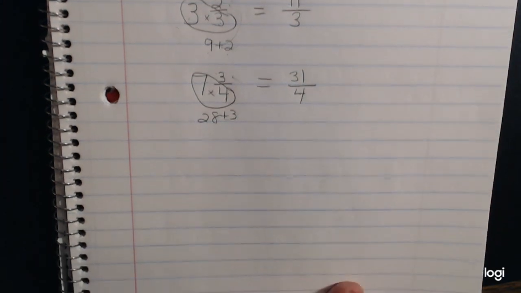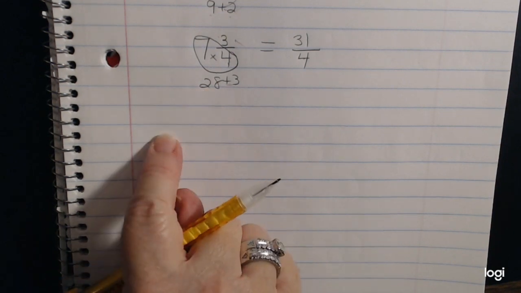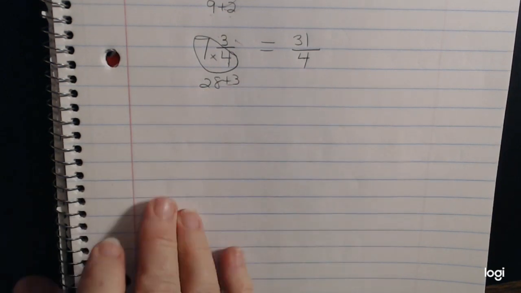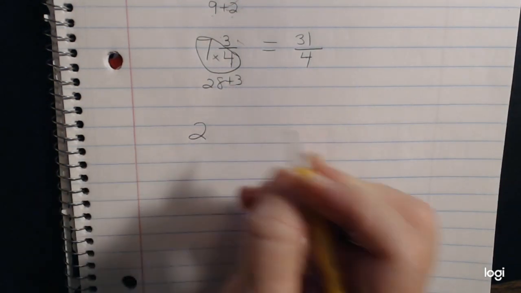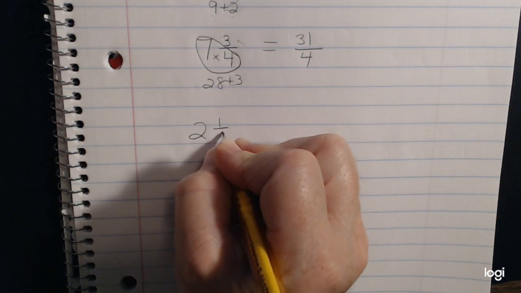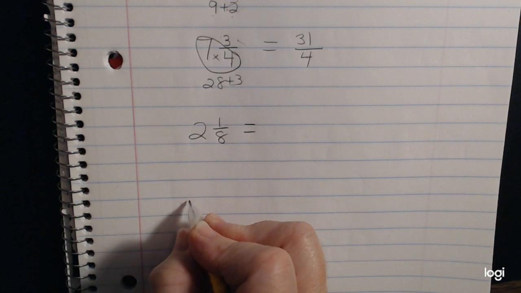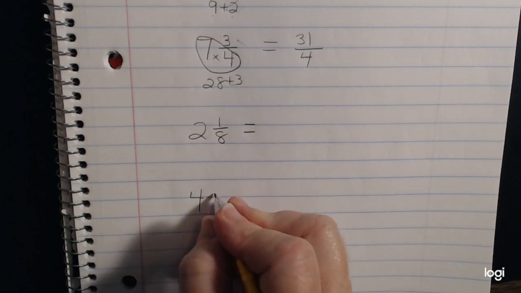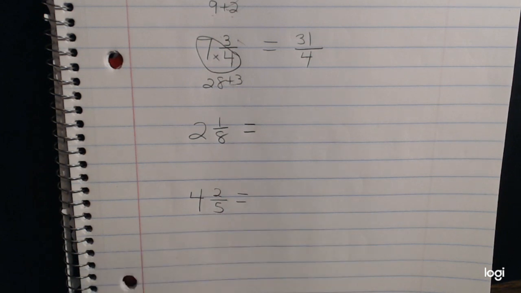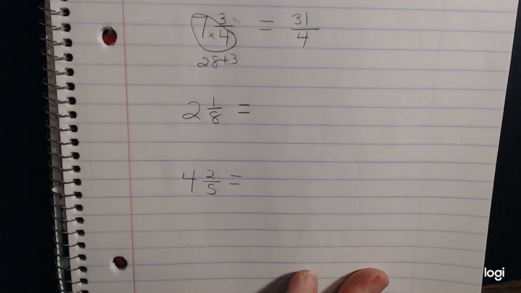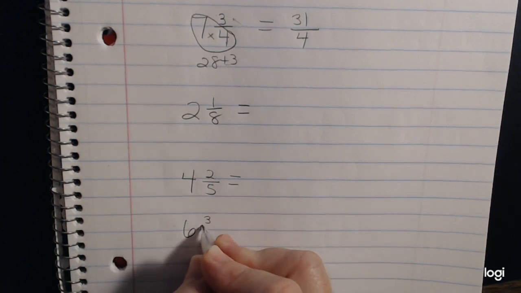Okay? All right, I'm going to give you a couple, and I want to see if you can practice. Write the mixed number, and next to it, write the improper fraction. Let's try 2 1/8. Let's try 4 2/5. And one more. How about 6 3/8?